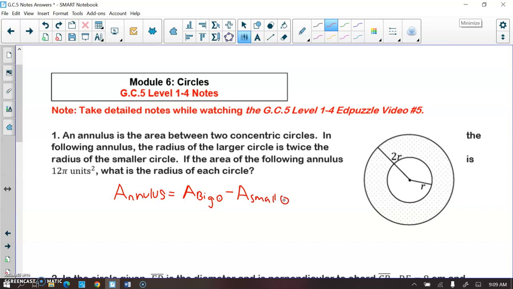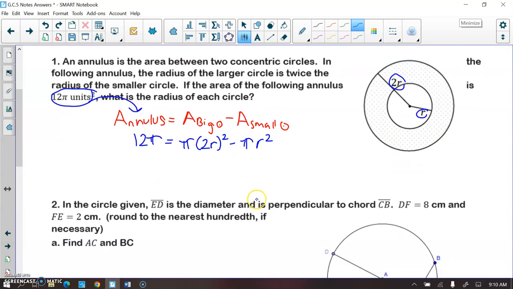Okay. So I know that the area of the annulus is 12 pi, so I'm going to substitute that in here. The circle formula for area is pi r squared. So for the big circle, it would be pi, and my radius is 2r, so 2r squared. Minus for my small circle, it's pi, and my radius is r, so r squared. And now we're going to solve for r.